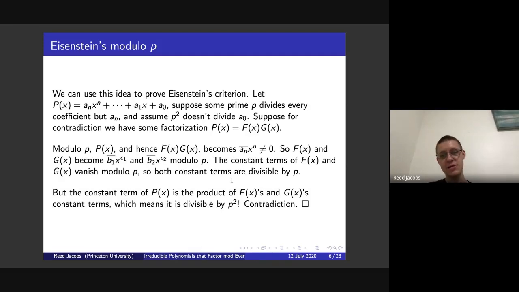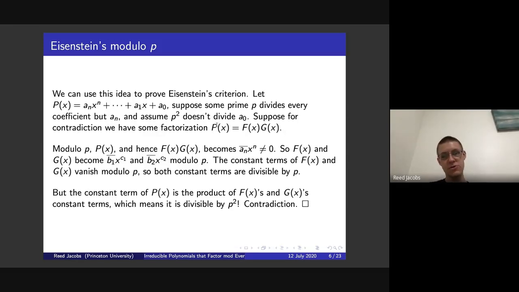And we can actually use this idea to prove Eisenstein's criterion. In other words, Eisenstein's criterion is just a special case of this idea. So let p of x equal a_n x to the n, and so on, plus a_1 x plus a_0, where all of these are integers as usual. And suppose some prime p divides every coefficient except for a_n, and that p squared doesn't divide a_0, like in Eisenstein's criterion. We'll do a proof by contradiction and assume p of x could factor as f of x times g of x, and we'll derive a contradiction from this.